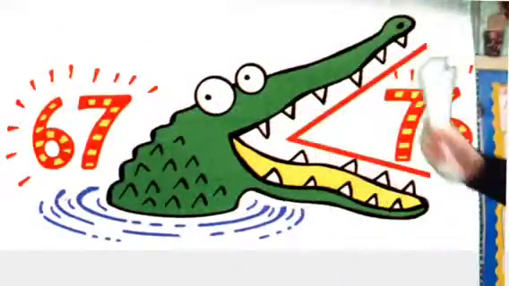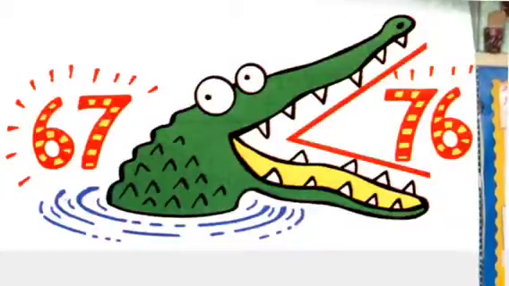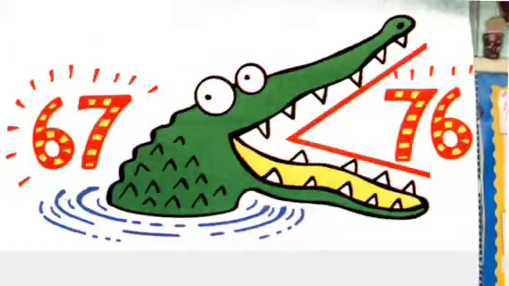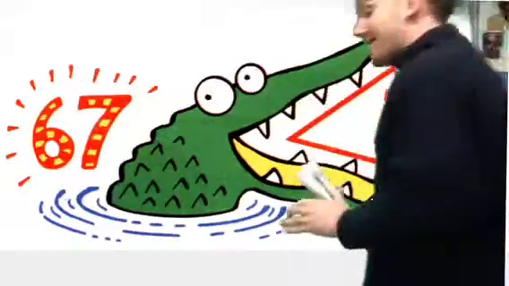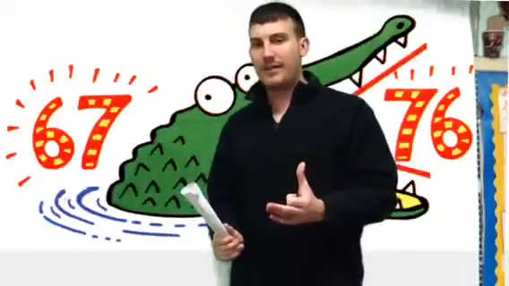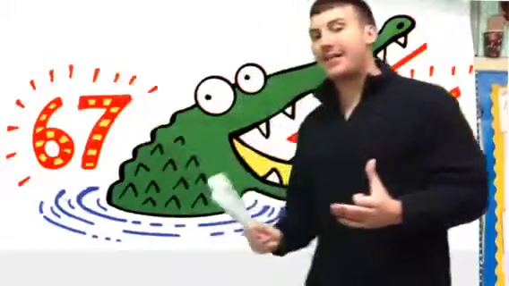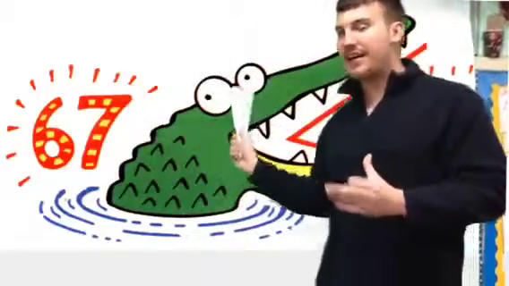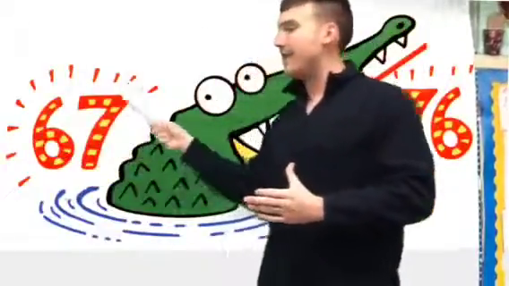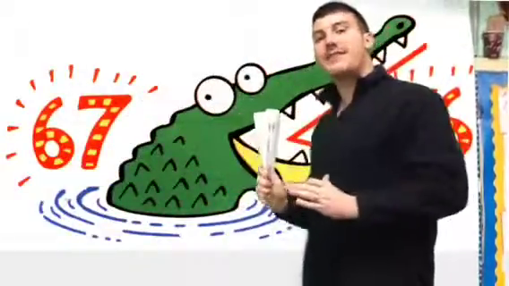I'm going to get out of the way and I just want you to look at that. 67 is less than 76. And I say less than because the first thing I see is the alligator's tail. I do not see the alligator's mouth first. That's over on this side. So we say 67 is less than 76.